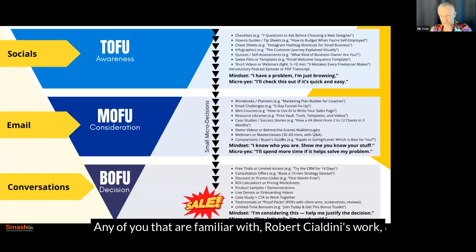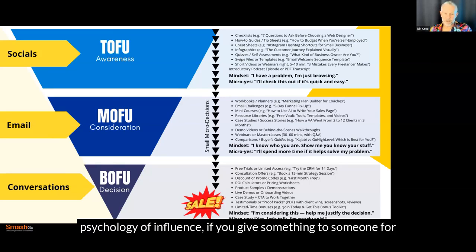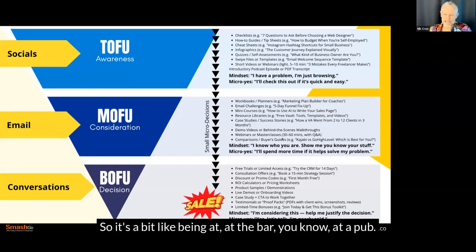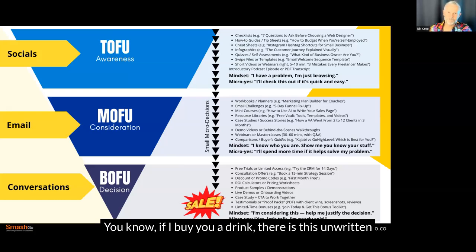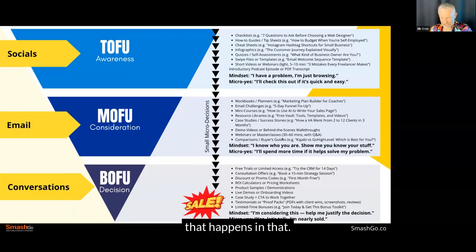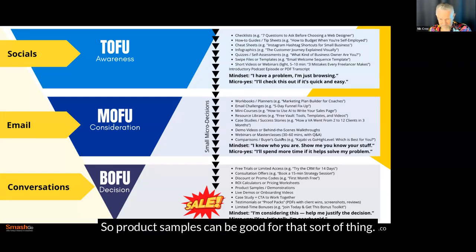Any of you that are familiar with Robert Cialdini's work, Psychology of Influence, if you give something to someone for free, they feel obligated to return the favor. So it's a bit like being at the bar, at a pub. If I buy you a drink, there is this unwritten expectation that the next round's on you. So it's that sort of thing. That's a psychological thing that happens. So product samples can be good for that sort of thing.